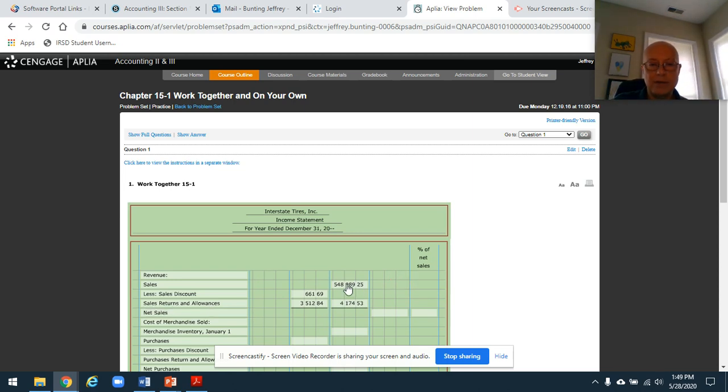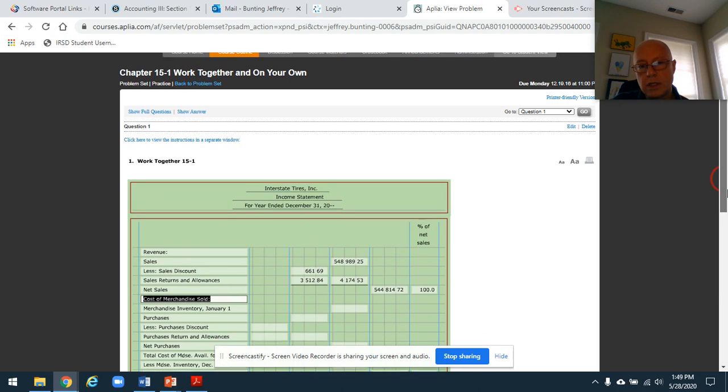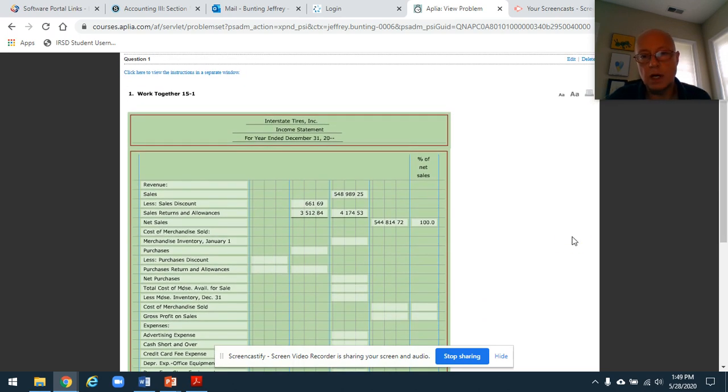Then we're going to run math. So this minus this equals this. And we end up with $544,814.72. And we know our component percentage is going to be 100% because it always is. Component percentage for sales is always 100% because it's 544,814.72 divided by 544,814.72.